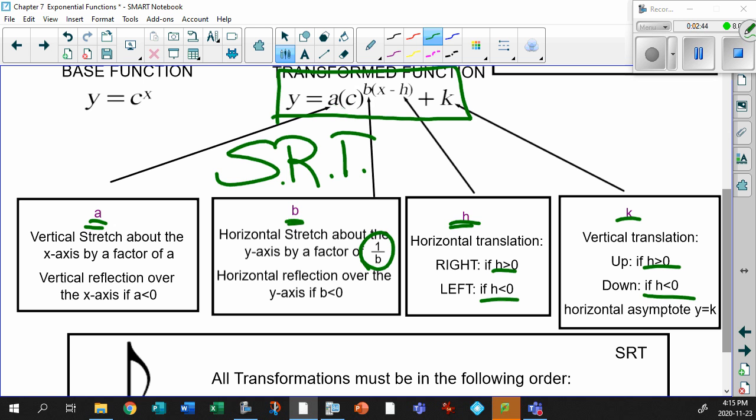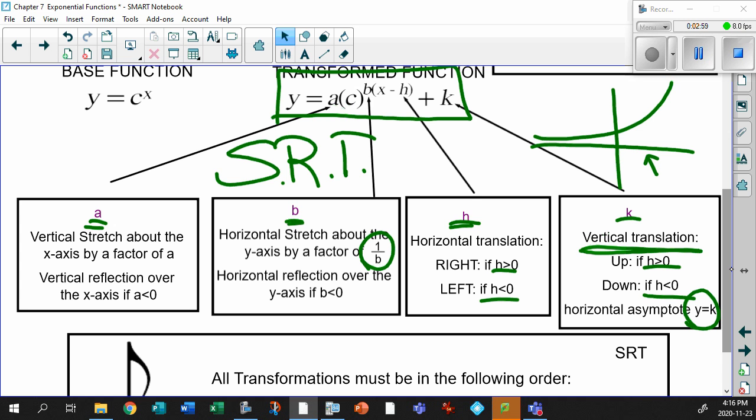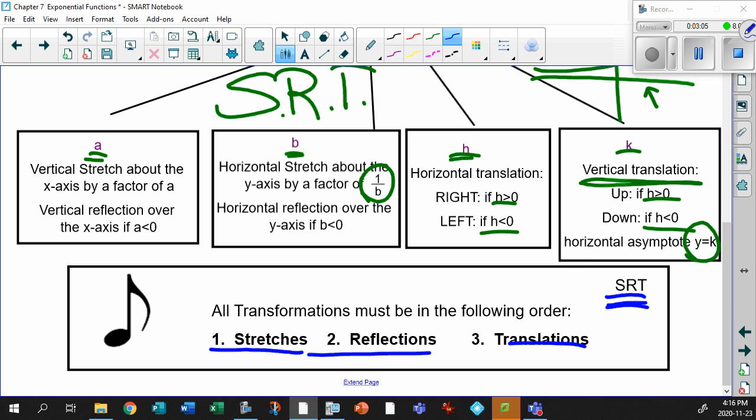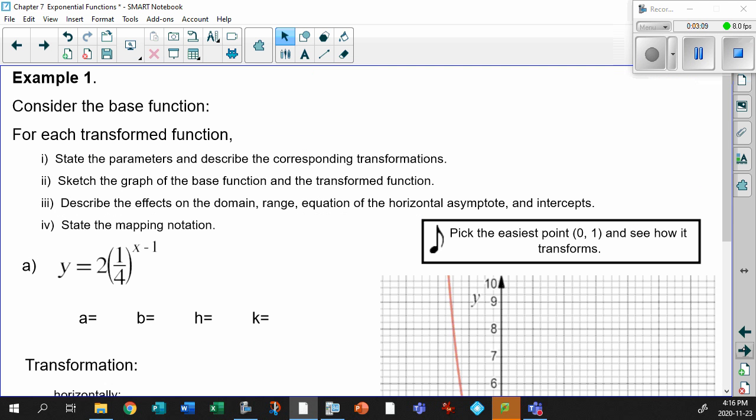And the cool thing is, because this is an exponential function and we have a horizontal asymptote that's usually 0, when you're moving it up, guess what? So does the horizontal asymptote. That moves up as well. Yes, don't forget that they have to be in, guess what? SRT: stretches first, reflections, translations. Oh my goodness. Come on, let's just go do an example.